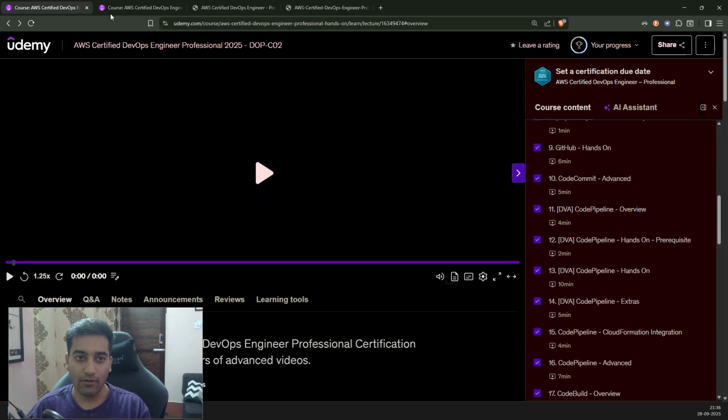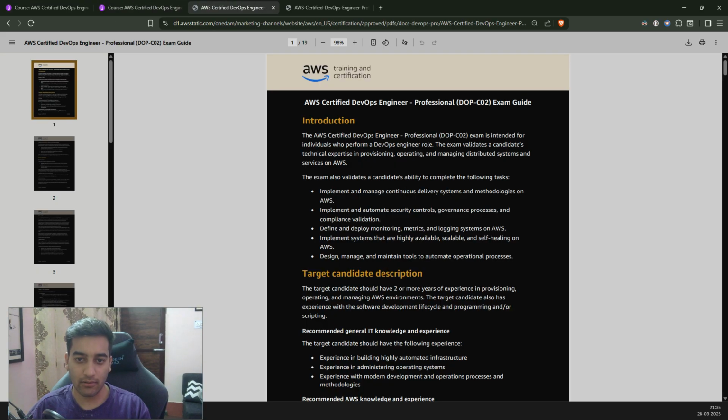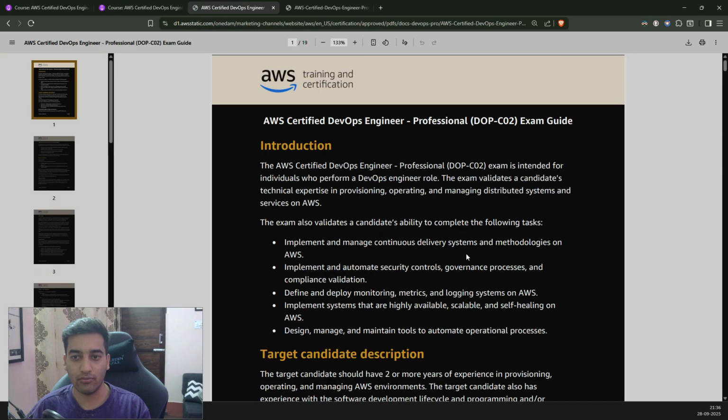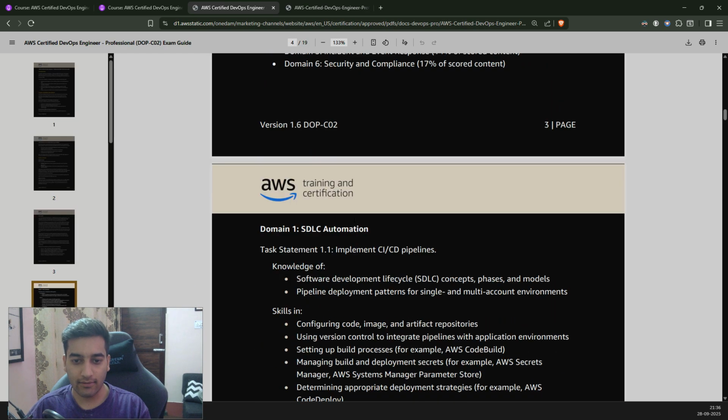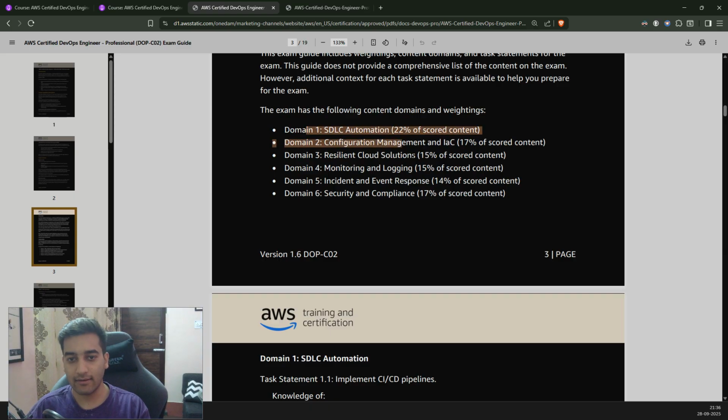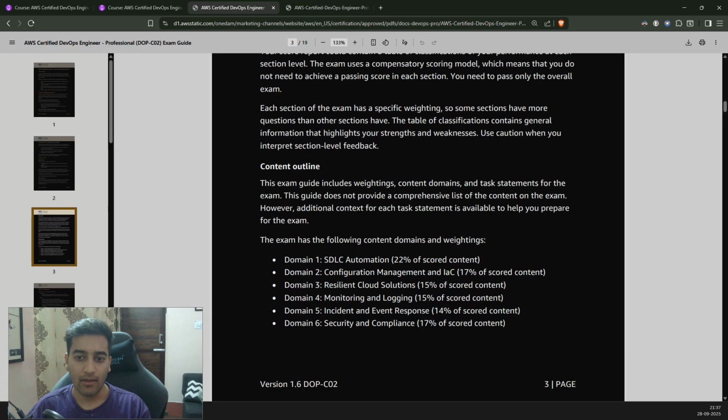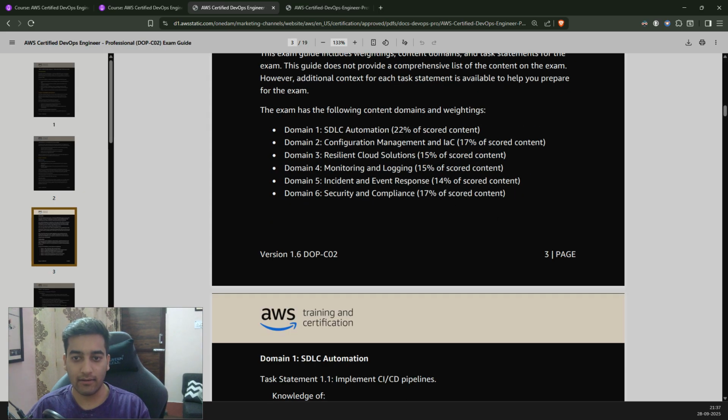So I will quickly shift my focus to this. When you start preparing for any AWS certification exam, you go to the exam guide and take a look at the sections and different things on the exam. For this exam, we usually have 6 different sections, so it's a much more content heavy exam. All of them are divided into 6 domains, and the largest one, 22%, is the SDLC domain, which is software development lifecycle automation.